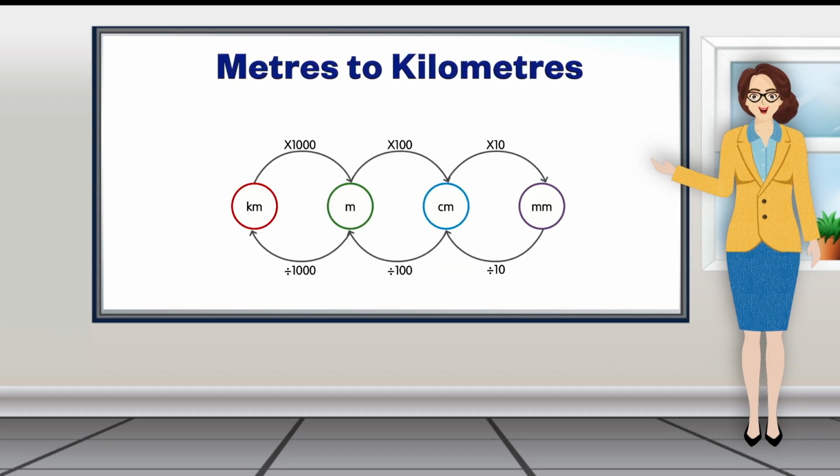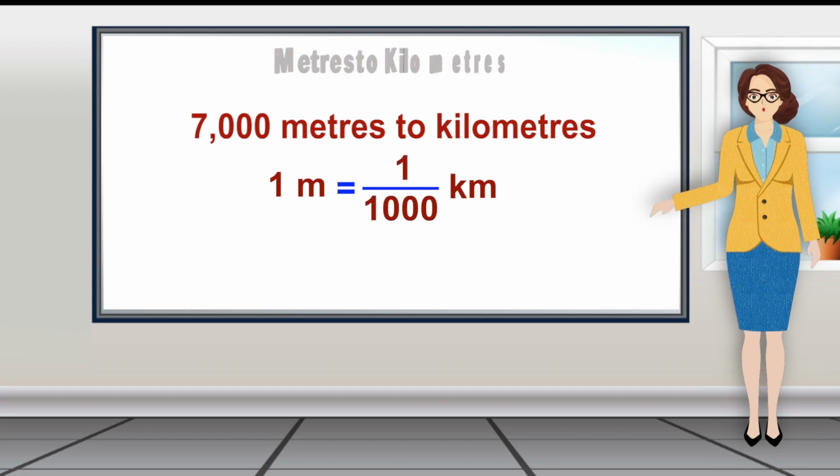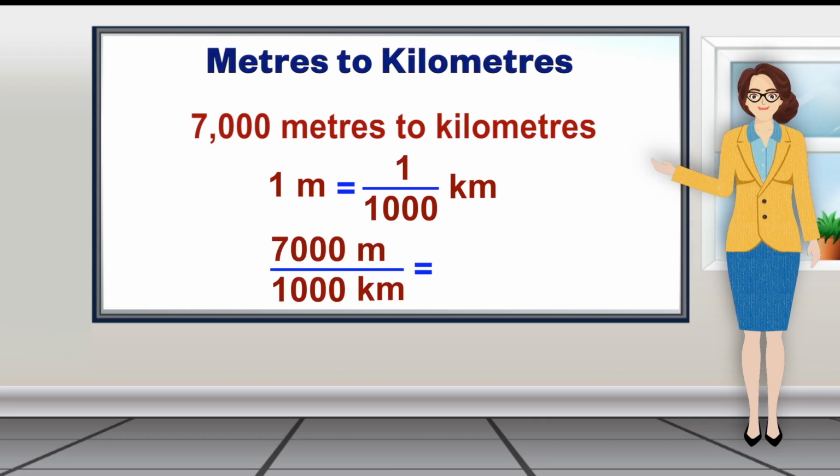Meters to kilometers. Let's learn how to convert meters to kilometers from an example. Example: convert 7,000 meters to kilometers. 1 meter is equal to 1 by 1000 kilometers. 7,000 meters divided by 1000 is equal to 7 kilometers.